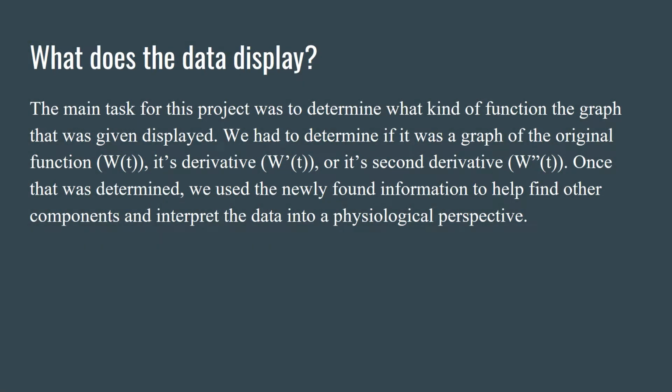The main task for this project was to determine what kind of function the graph that was given displayed. We had to determine if it was a graph of the original function, w(t), its derivative, w prime t, or its second derivative, w double prime t. Once that was determined, we used the newly found information to help find other components and interpret the data from a physiological perspective. Basically, this means we wanted to graph everything, this way we could compare and contrast.